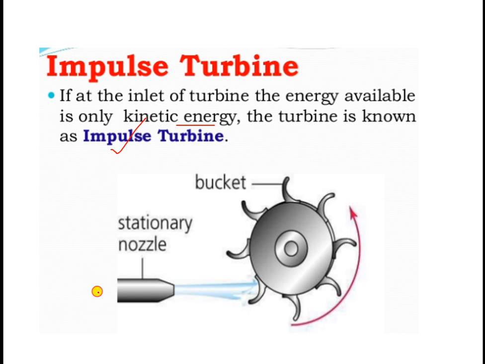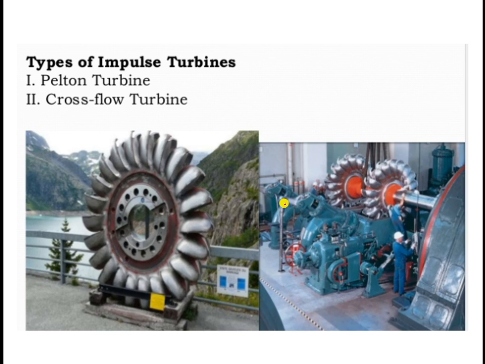Through this nozzle water is coming. As the nozzle is used here, its velocity, that is kinetic energy, will be increased, and it will be impinged on these blades, so that the rotation of this disc, on which these blades or buckets are present, takes place. This is about the impulse turbine. The types of impulse turbines generally used in hydroelectric power plants are the Pelton turbine and the cross flow turbine. We will be dealing with the Pelton turbine in this session, because it is associated with your syllabus.